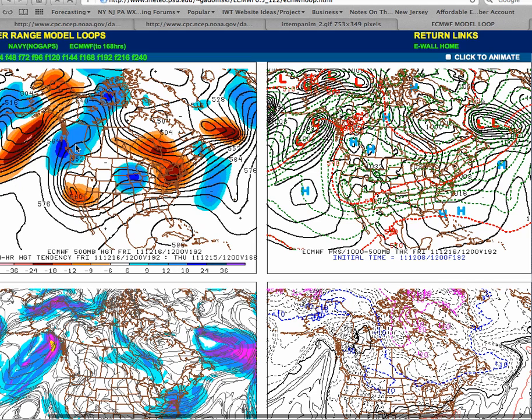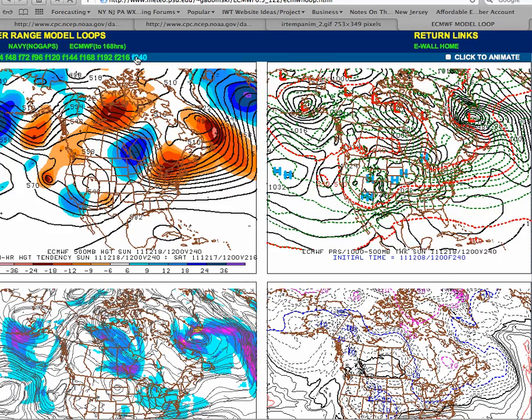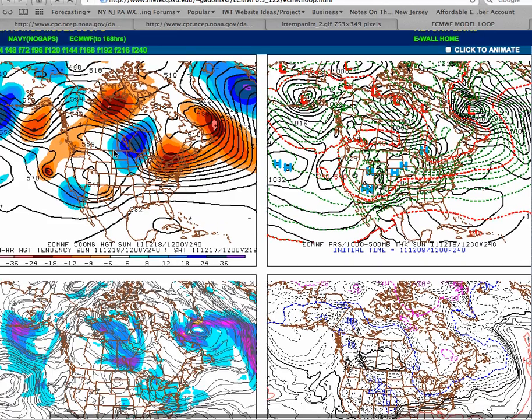Here's our upper level low sitting over the southwest, and it's starting to spit out disturbance after disturbance as we move forward into Saturday and Sunday. Now, this is going to be a very interesting time period for not only the northern Atlantic, but basically almost all of the East Coast here. Why? Well, again, we have a split in our pattern. And I think we're also going to get a little bit of interaction from the Arctic jet stream as well.